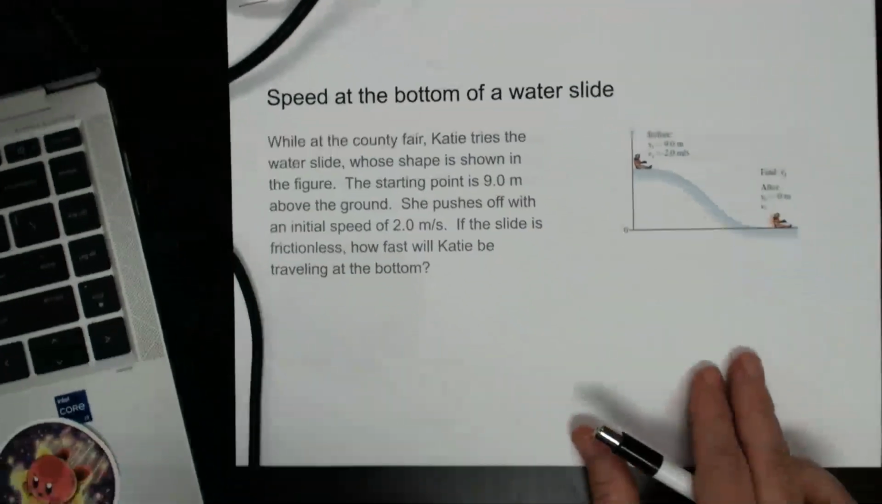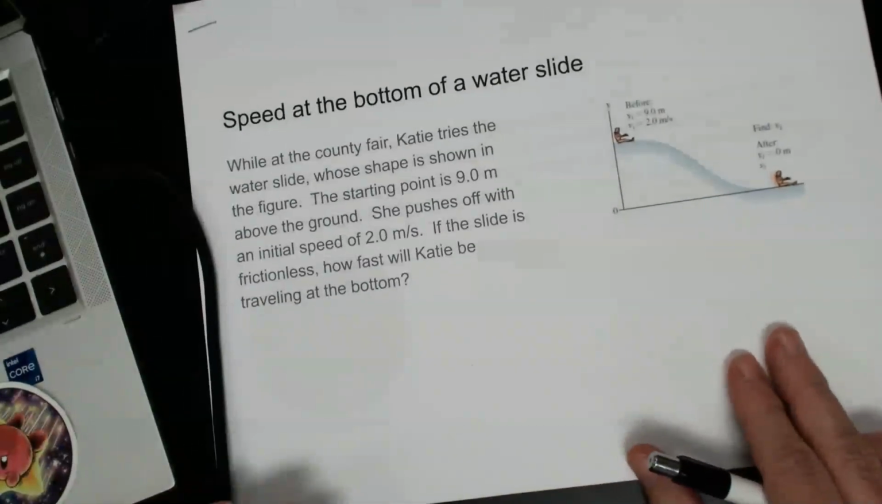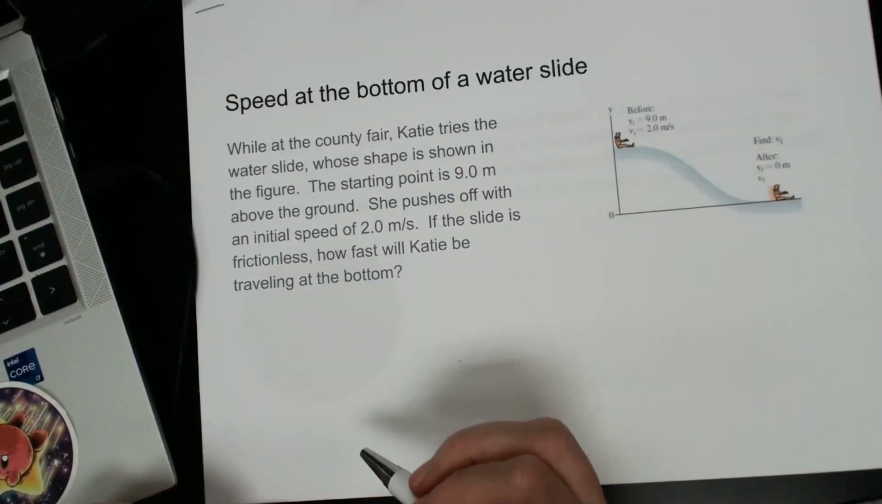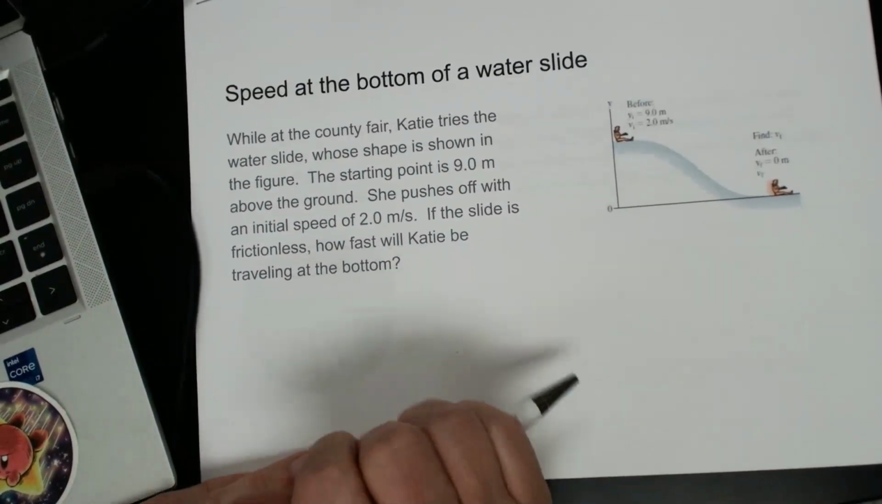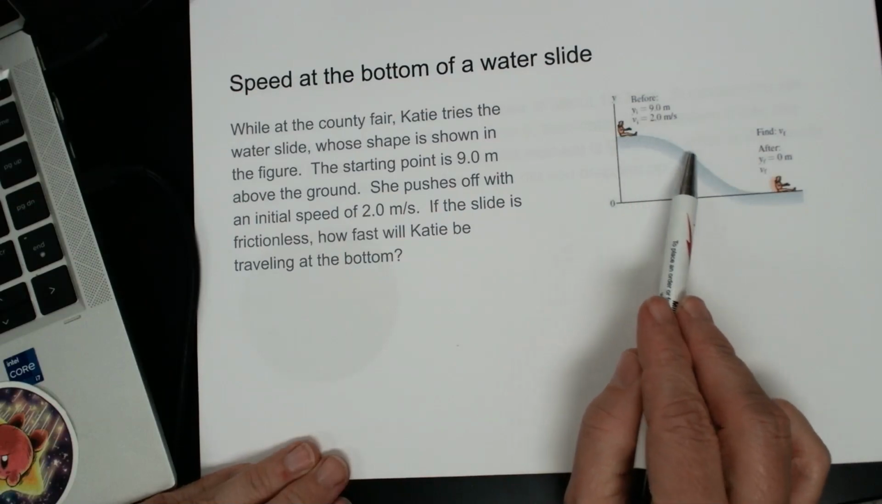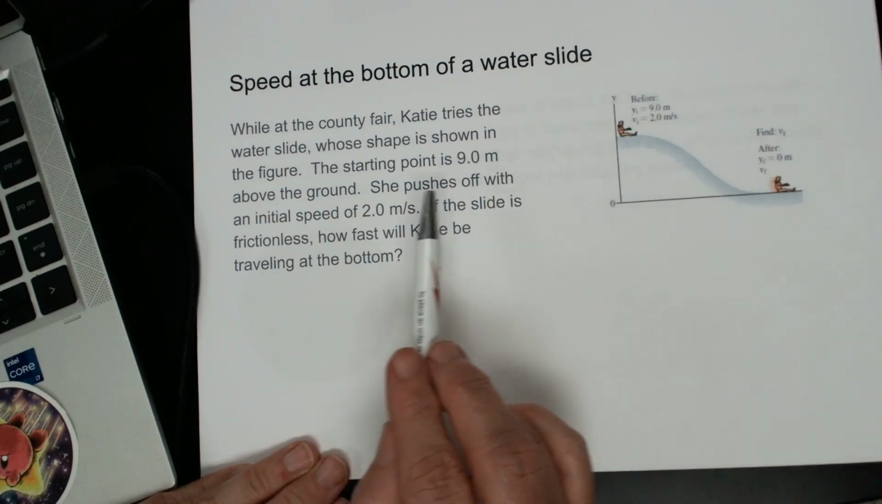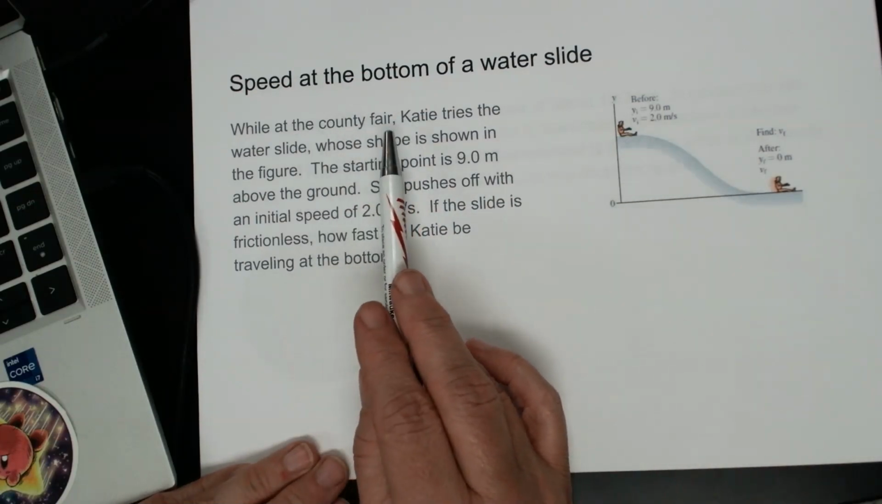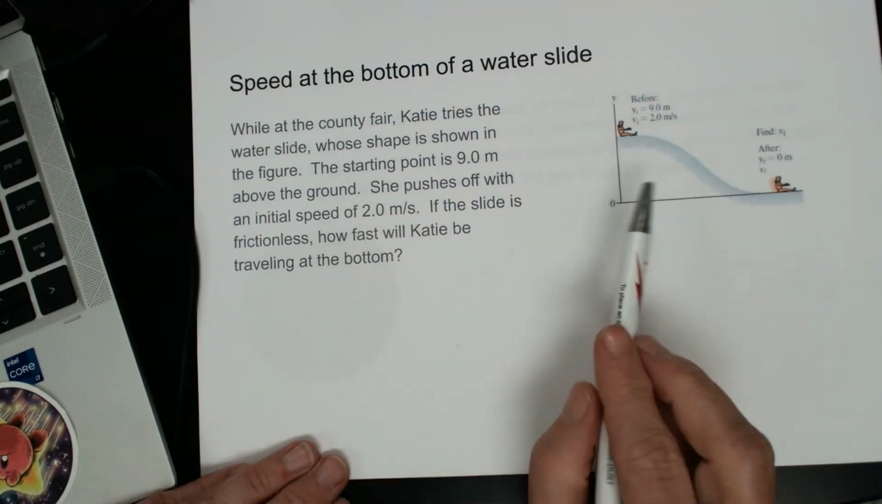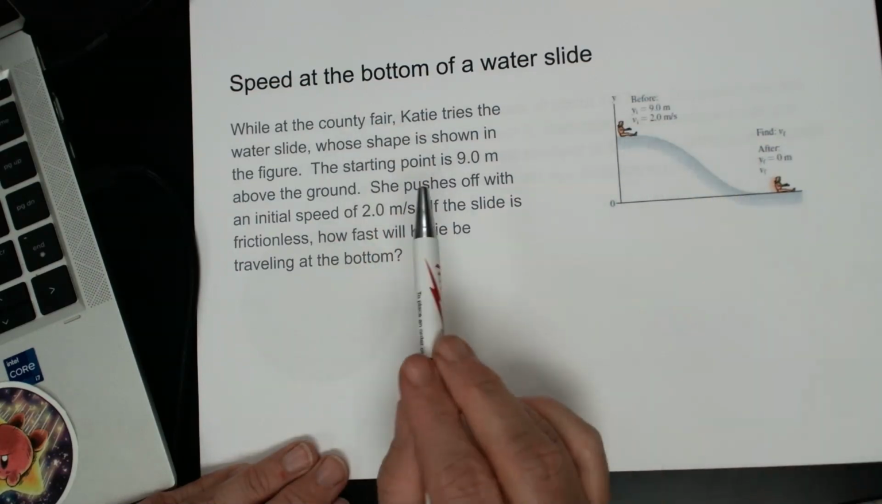Okay, I'm going to go through problems that we had in class today on conservation of energy. All right, so the first one, we are going down a water slide. While at the county fair, Katie tries the water slide. The shape is shown in this figure.